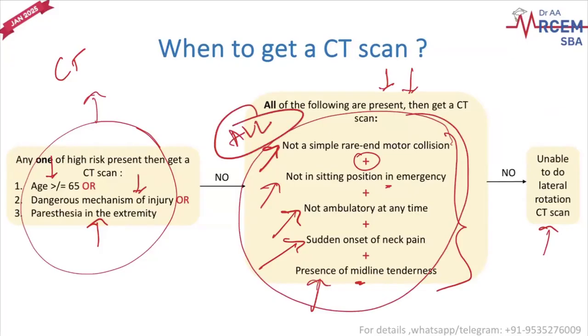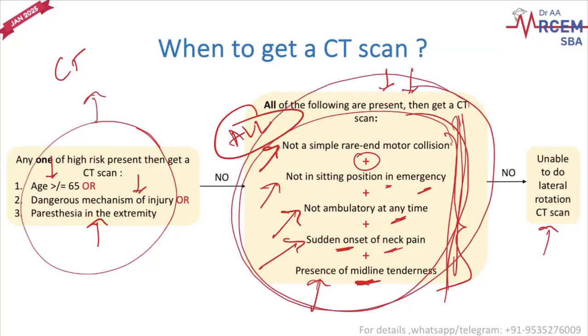Do not get confused. People will confuse. The patient has midline tenderness, doctor, why not get a CT scan done? Because that is not sudden onset of pain. That's why, because all the five following should be present, then only you get a CT scan done. If one or two or three or four are present, it is not an indication for CT scan. All five should be present to get a CT scan done. If not all five are present, then you're checking for the lateral rotation. Even if only four are present, not all of them are present, then you are checking for the lateral rotation.